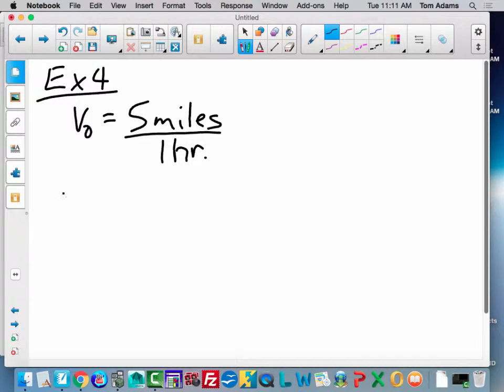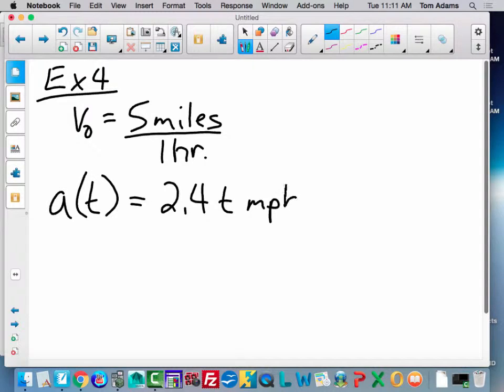Okay. The acceleration is a function of time, and it is 2.4 t miles per hour. And it accelerates for 8 seconds.